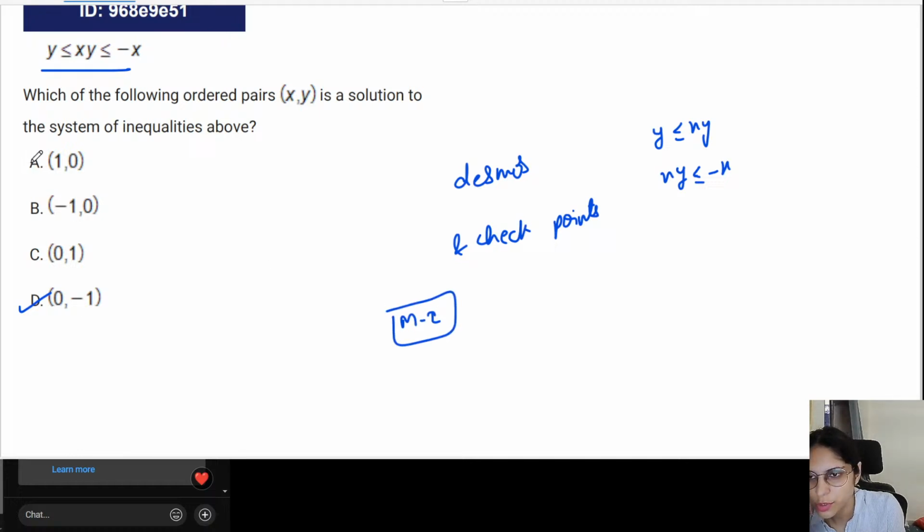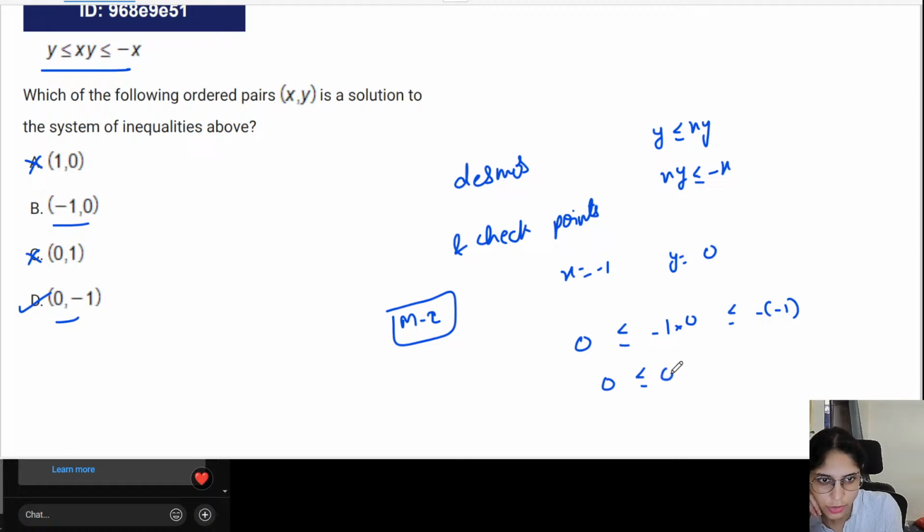Now, these two options we have eliminated using Desmos. These are the ones we're confused with. So x is negative 1, y is 0. So 0 is less than or equal to negative 1 times 0, which is less than or equal to negative 1. So 0 is less than or equal to 0, that is true, is less than or equal to 1. That is true, so B works.